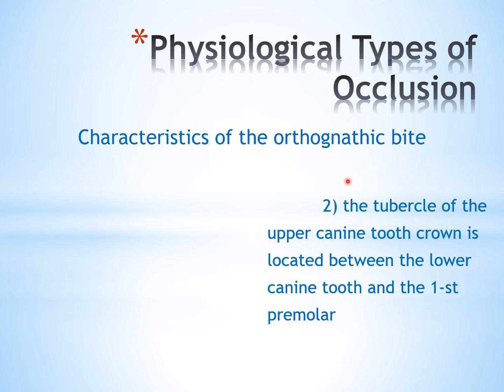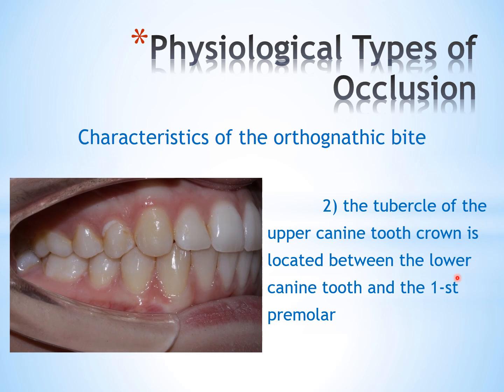Second characteristic, the tubercle of the upper canine tooth crown is located between the lower canine tooth and the first premolar.